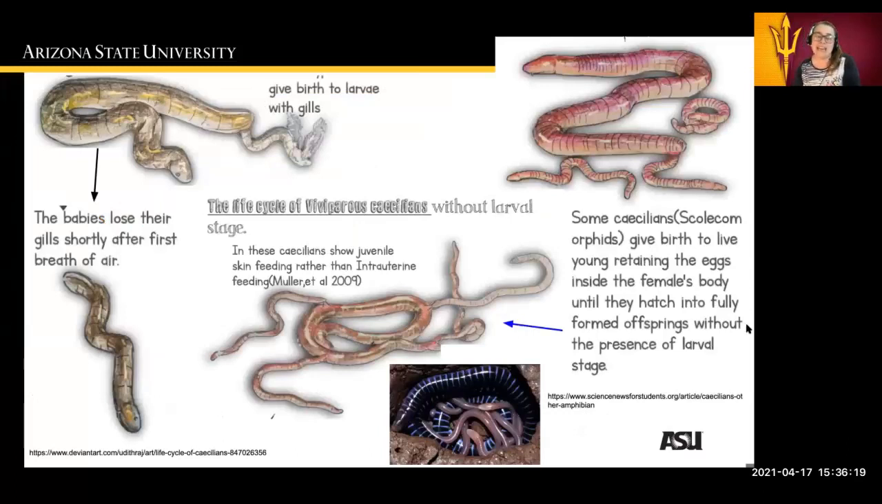We also see that the babies in some cases are born as larvae with gills, and they lose their gills shortly after birth. We also can see in these images, the juveniles are eating and feeding on the mother off the skin instead of inside the mother's uterus. Some caecilians give birth to live young, and the eggs stay inside until they fully hatch, but they still do have eggs, they're just internal.